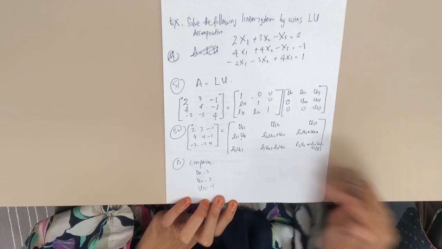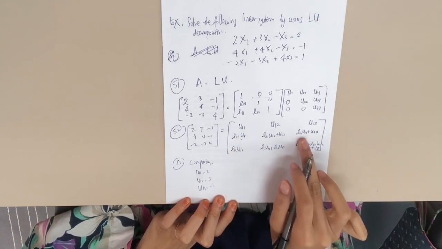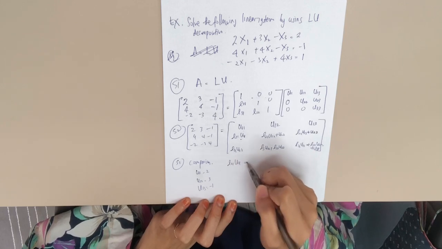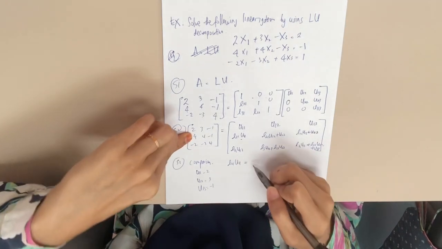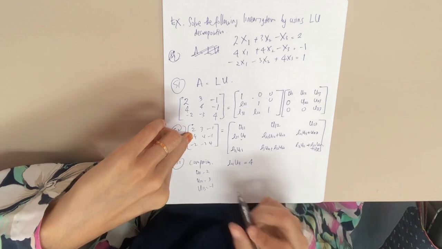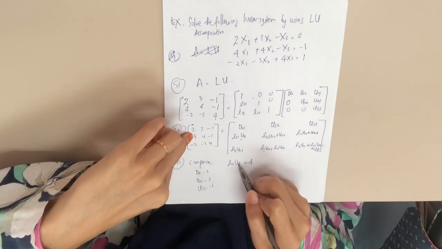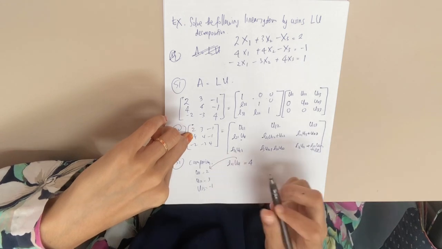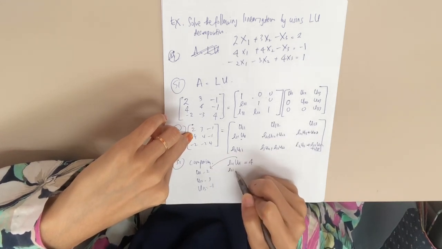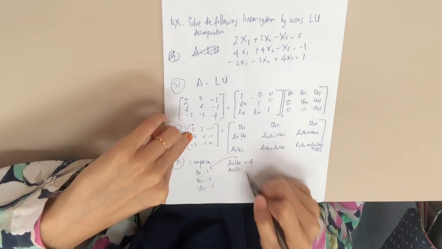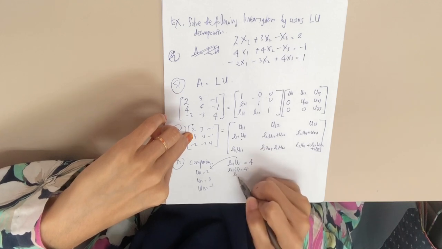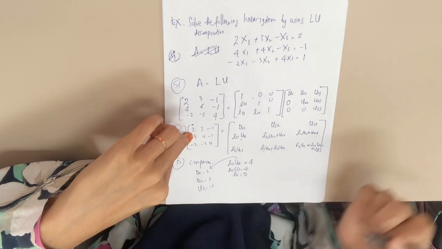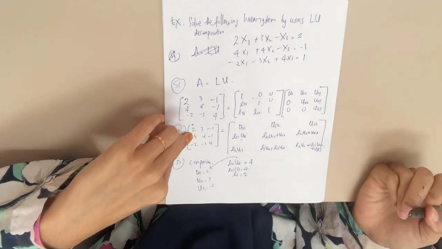Then we proceed to row number 2. L21 U11 is equal to 4. U11 you already have the value here, so you just substitute U11 as 2. So 4, which means L21 is equal to what? 4 divided by 2, so 2. Your L21 is 2.